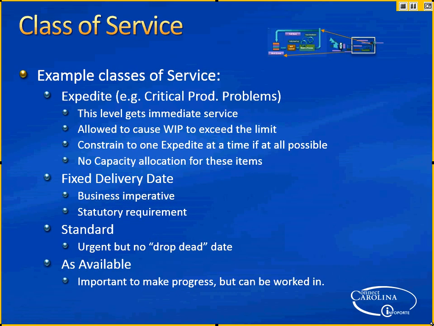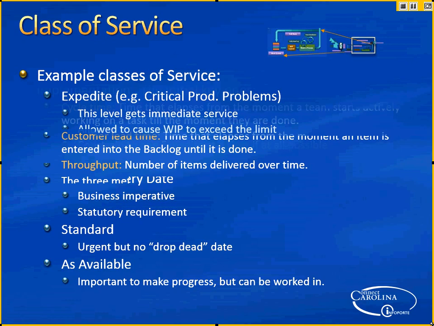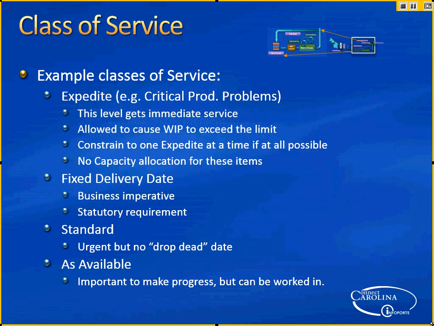And then we have classes that we definitely have, right? We know about expedite, critical problems, right? And it gets immediate service. That's the one thing that allows us to exceed our work in process limit. You try to constrain to only have one of those in flight at a time, if at all possible. And we don't allocate capacity. They happen, they come in, we know we've stretched the team a bit, they're going to be the number one priority until they're done.